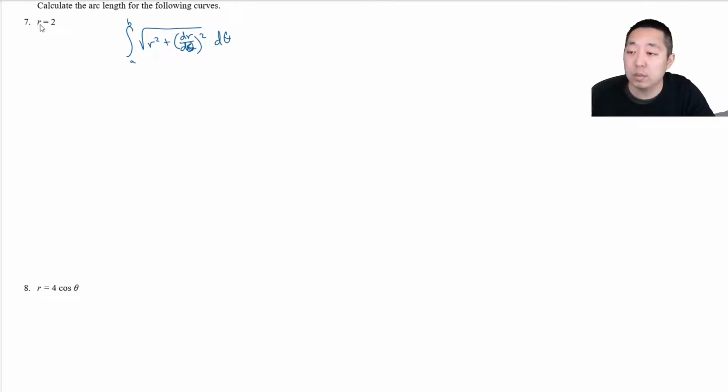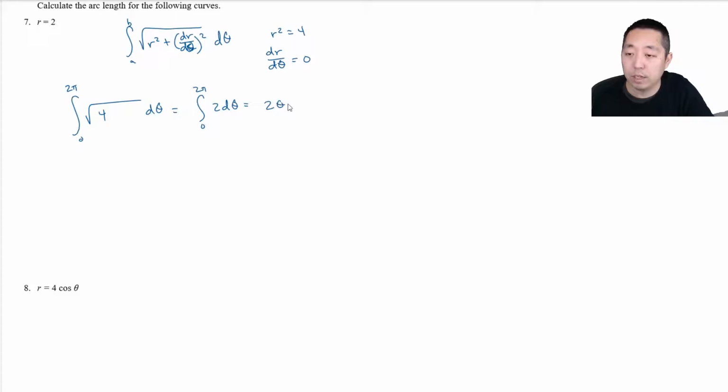So in this case, this one's pretty straightforward because r squared is equal to 4 and dr/d theta is equal to 0. So this is going to be the integral of the square root of 4 d theta. And this is a circle with radius 2, so you can go from 0 to 2 pi here. And that's the integral from 0 to 2 pi of 2 d theta, which is just 2 theta from 0 to 2 pi, which is just 4 pi, 2 times 2 pi.